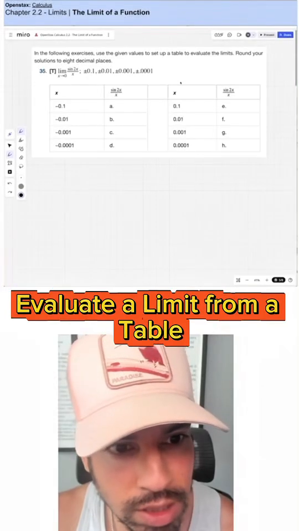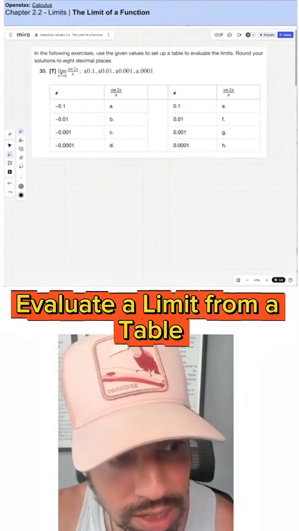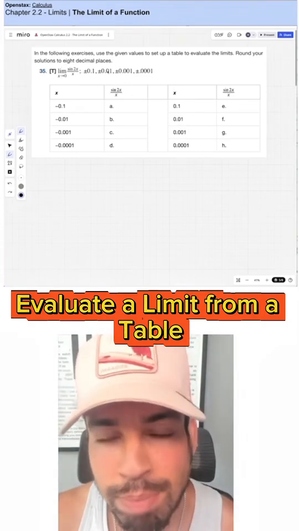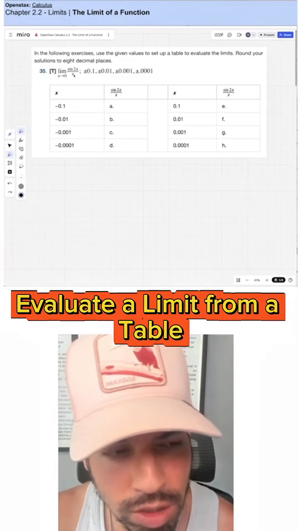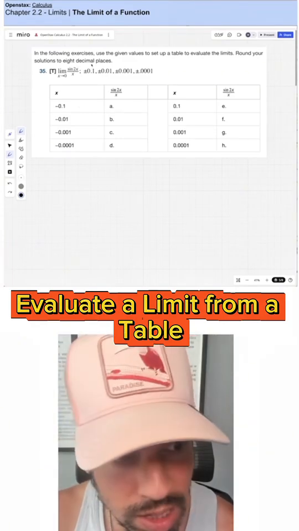So in this question, it says we're going to use a table to figure out what the limit is as x approaches 0 of this function. Now, the purpose of a limit, which I think gets glossed over a lot of times, is we're trying to answer a question that would normally be unanswerable.